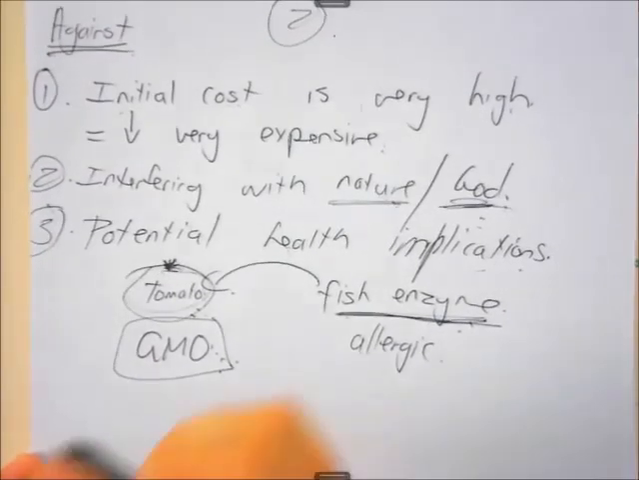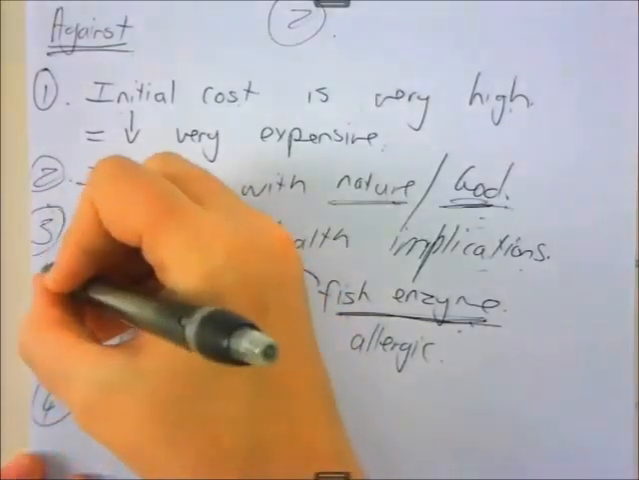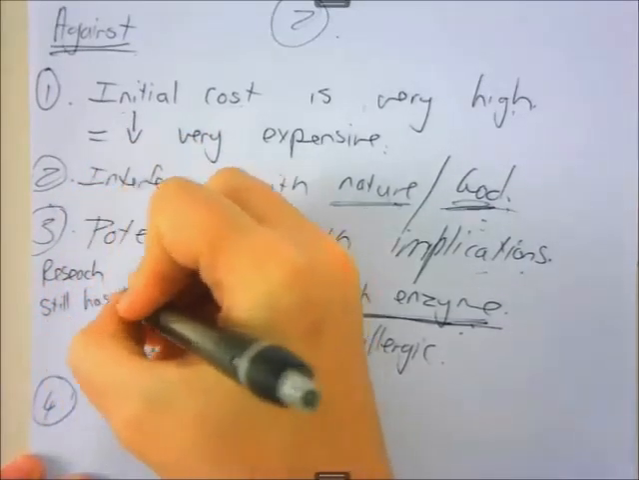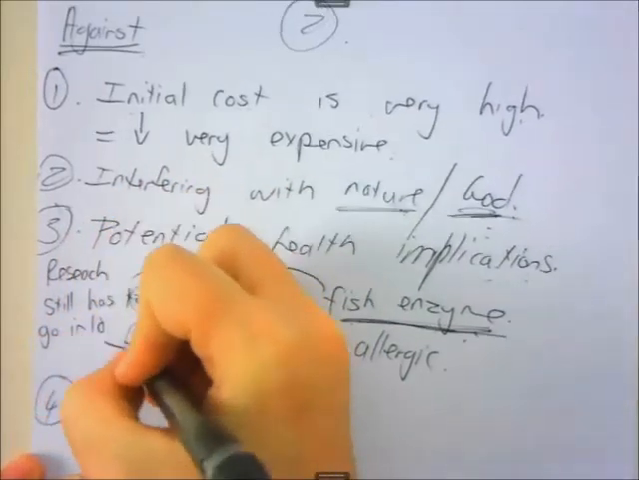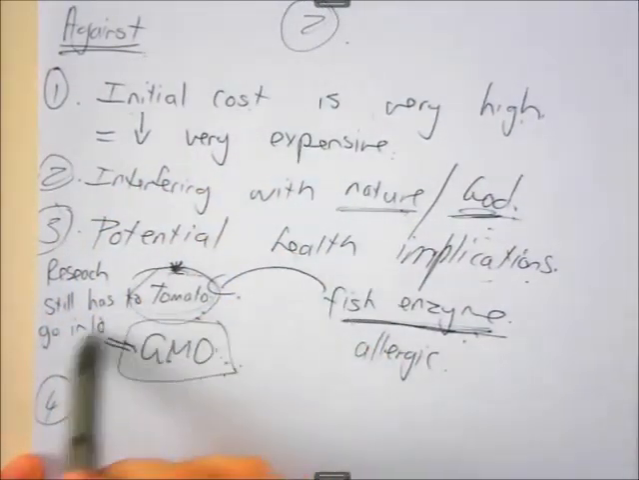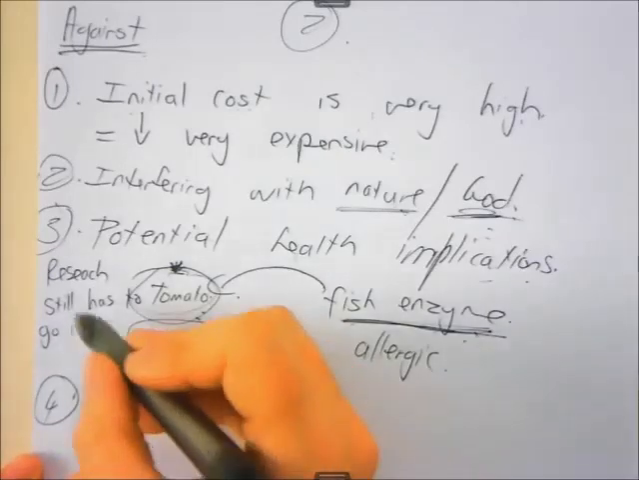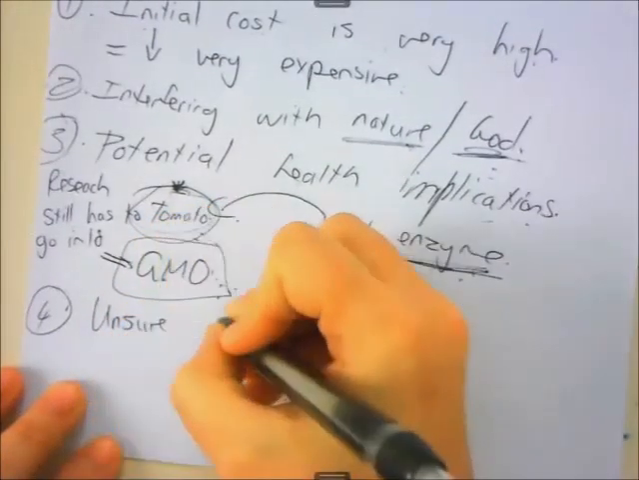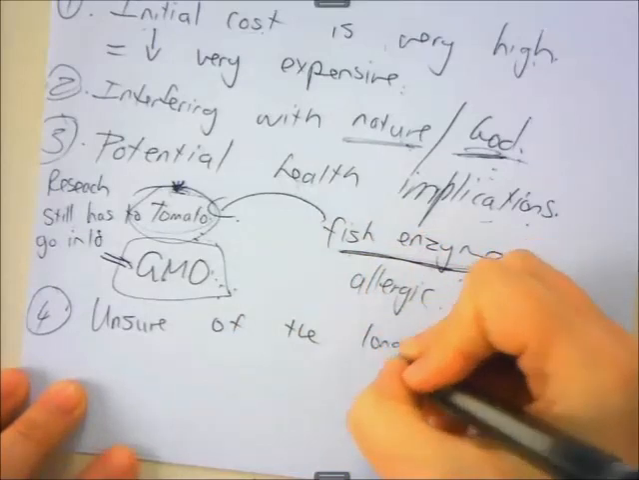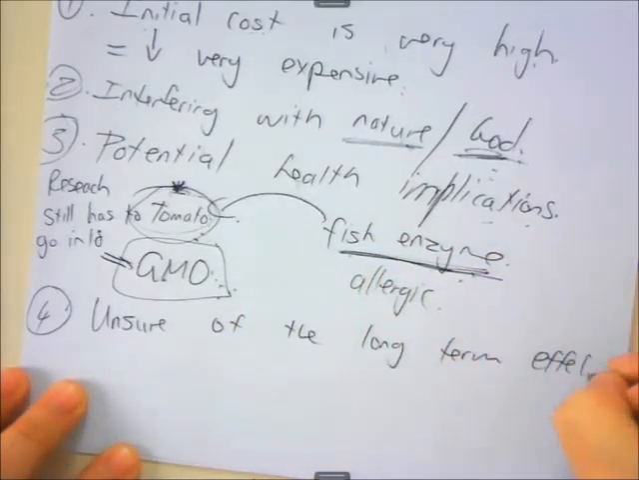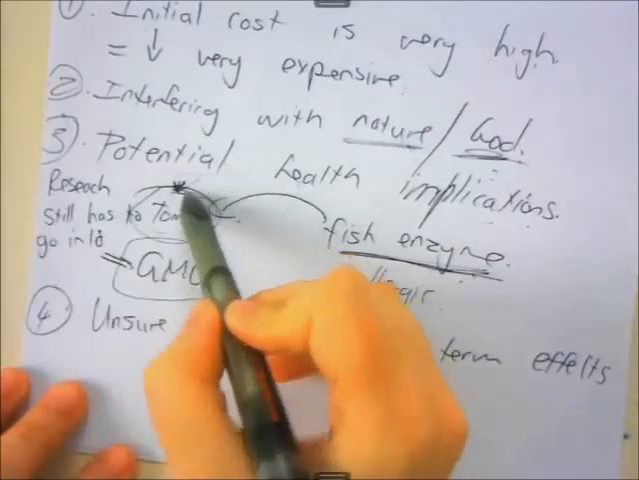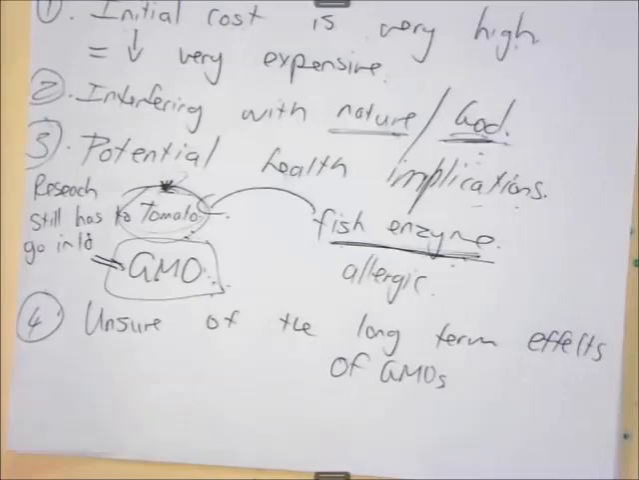This is linked to the fact that a lot of research still has to go into genetic modification. We still have a lot of research that has to happen, and linked to research is that so far we are unsure of the long-term effects of GMOs. So it links possibly to the potential health implications that we've looked at already.